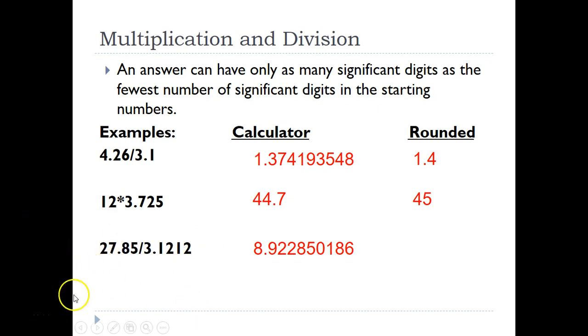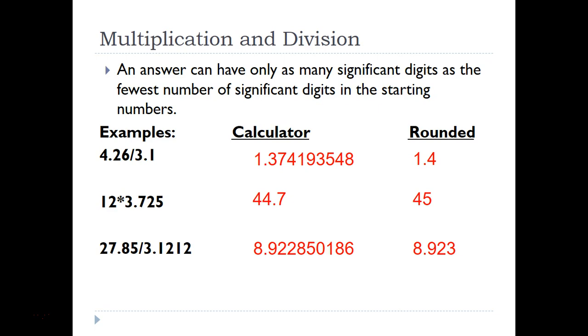Now I have to look at my starting numbers. I took 27.85, that has 4 significant figures, and divided by 3.1212, which has 5. Since 4 is a smaller number than 5, I have to round this to 4 significant figures. That means I'm going to keep the first 4 numbers in the calculator answer. And I have to round this 2 up to a 3 because I have that 8 there. So this will round to 8.923.